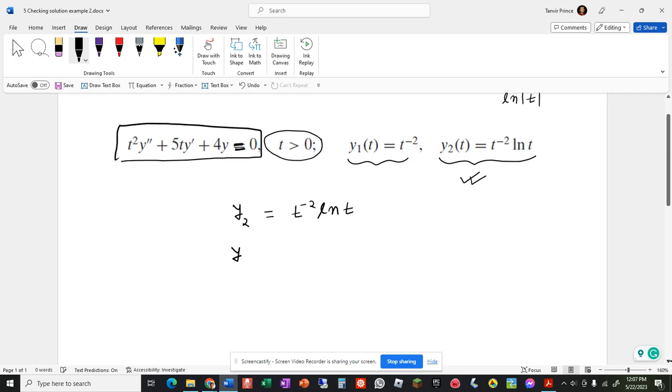So let's do the first derivative, y2 prime. So it's the product rule. I copy the first one, multiply by the derivative of the second, plus I take the derivative of the first, multiply by the second function. So that's the product rule. So let's simplify that.